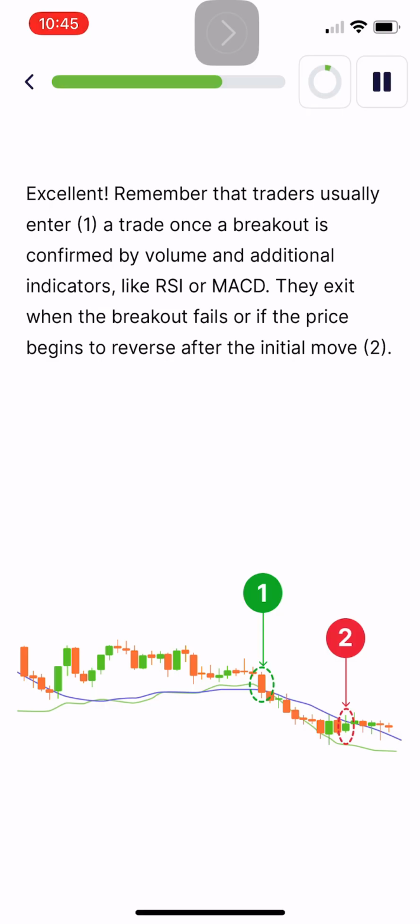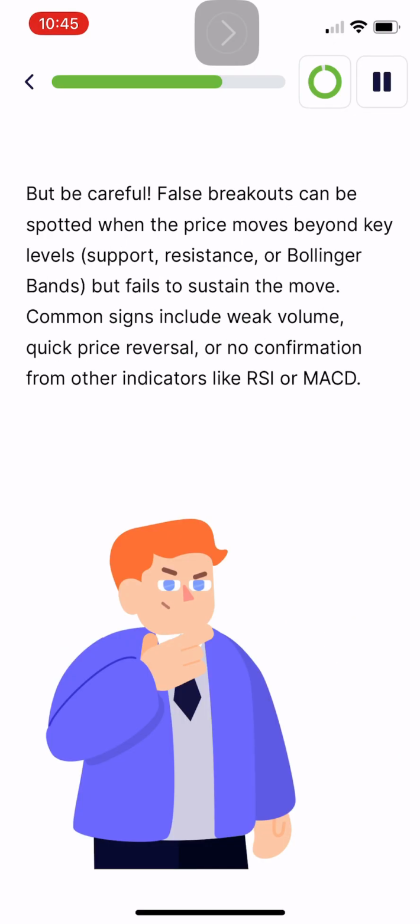Excellent. Remember that traders usually enter a trade once a breakout is confirmed by volume and additional indicators like RSI or MACD. They exit when the breakout fails or if the price begins to reverse after the initial move. But be careful. False breakouts can be spotted when the price moves beyond key levels, support, resistance, or Bollinger Bands, but fails to sustain the move. Common signs include weak volume, quick price reversal, or no confirmation from other indicators like RSI or MACD.